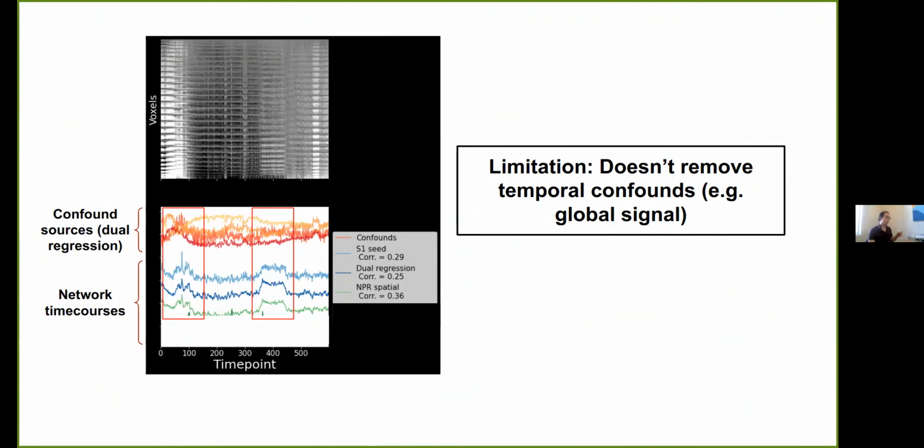Now, however, even with these innovations, this was not enough to correct for the full extent of potential confounds with fMRI. More specifically, global signal artifacts were still not corrected.